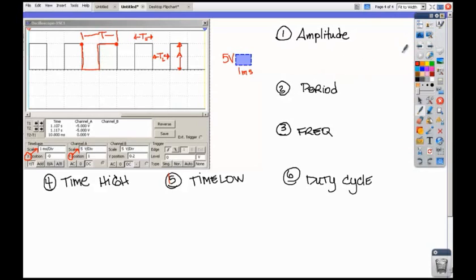Alright. So let's quickly get this done. So let's look at how many boxes tall this is. Right? So if I put this over here, it's 1, it's 2. So 2 divisions. Each division is 5 volts per division. Multiply that out, and I get an amplitude of 10 volts.